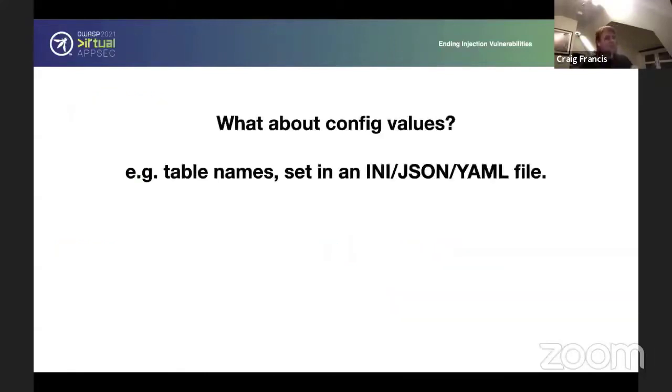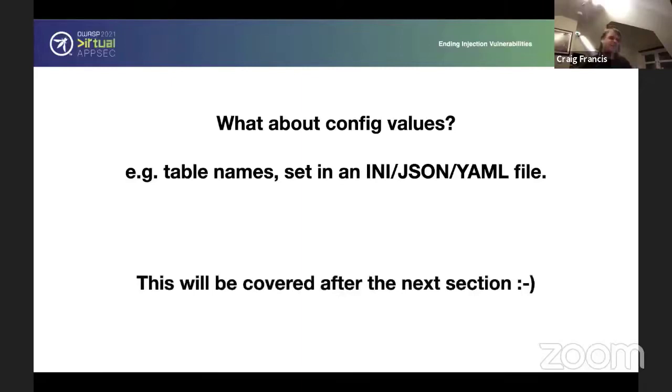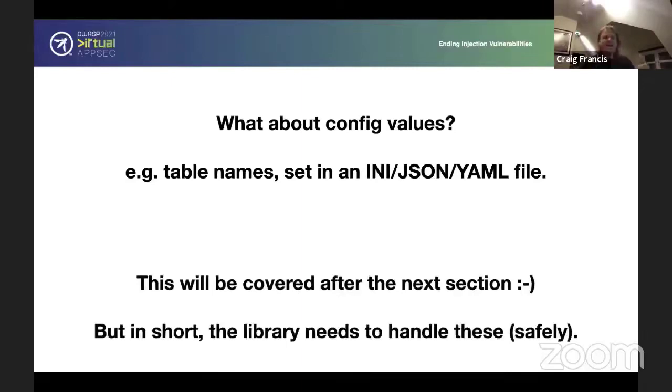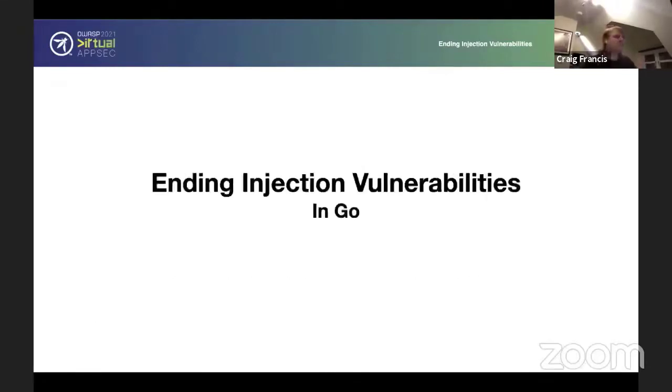There is one other thing, which is the config values, which come from, you know, INI files, like JSON, YAML. Because they've come external, the programming language can't say that it was a programmer-defined string. In these cases, well, we'll have to cover that in the next section, but in short, the library needs to handle these safely. They need to know what they are and to handle it in its own way.